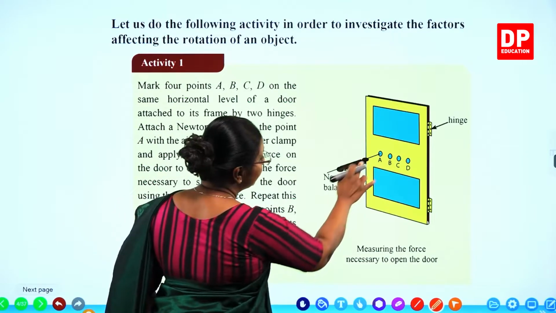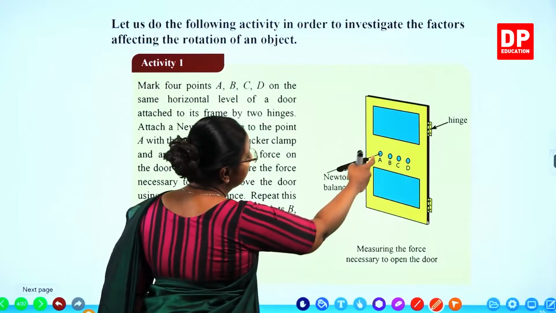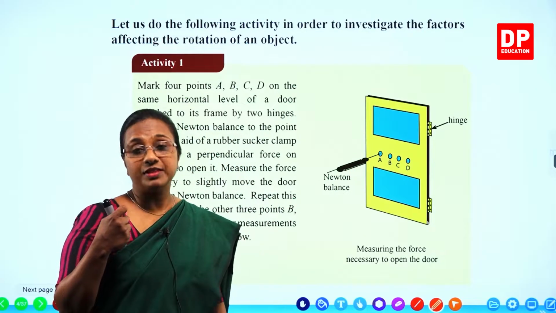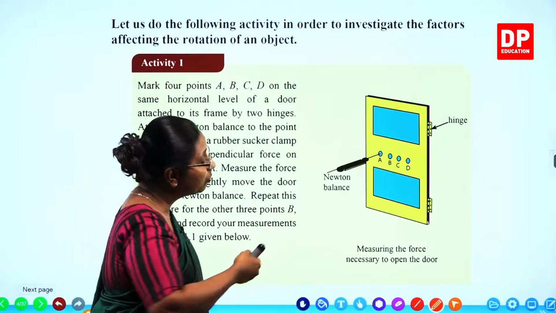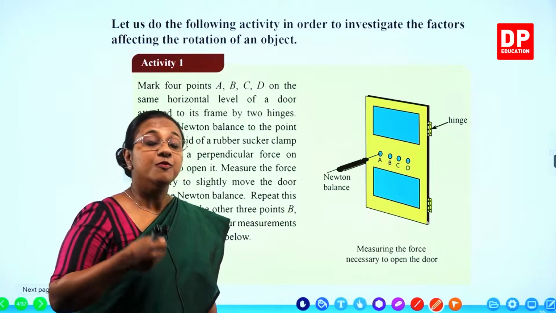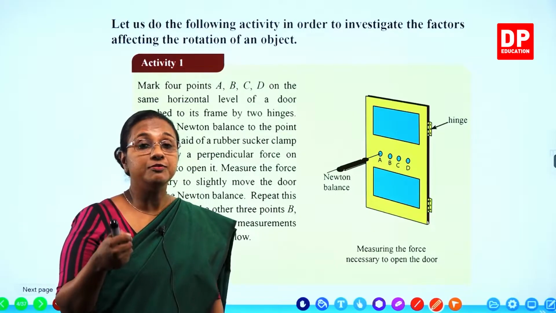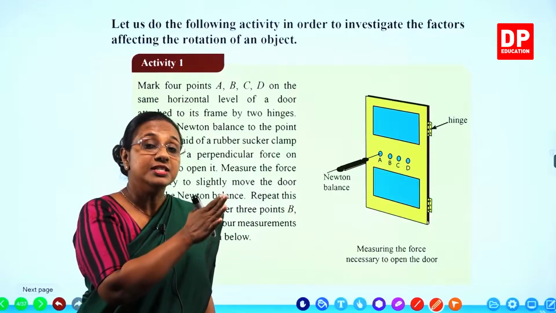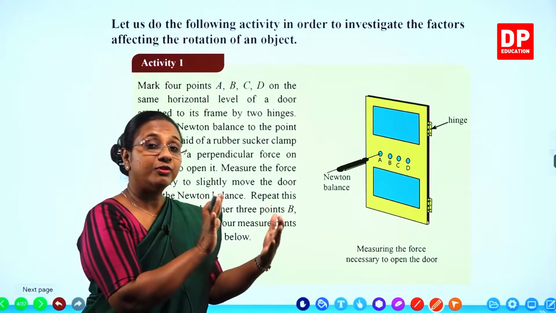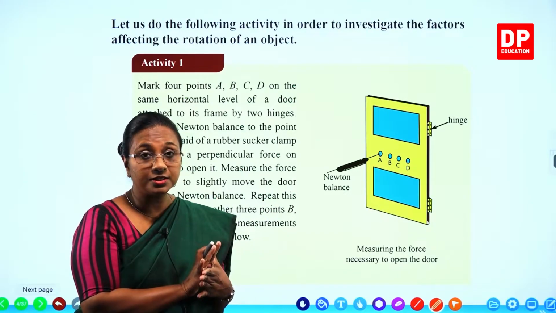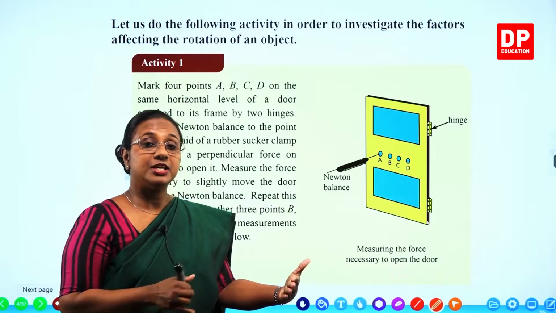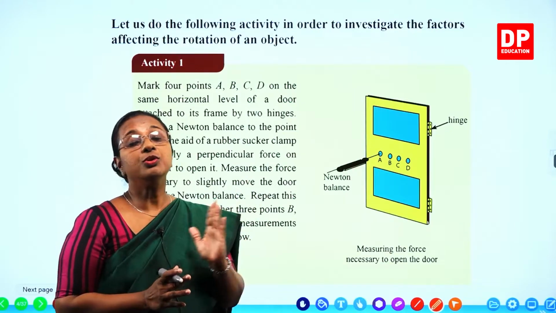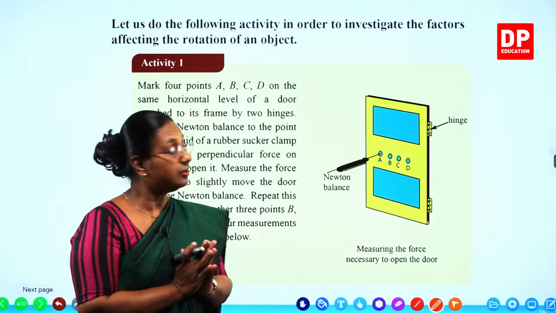Then what we do is, we start with point A. We connect the hook of the Newton balance to the hook of the rubber sucker, and we try to pull the door open with the minimum possible force. And we get the Newton balance reading when the door just starts to move. You have to have it closed but not locked. From that same position, when you pull the Newton balance, it should just start to move. And we note down the value.